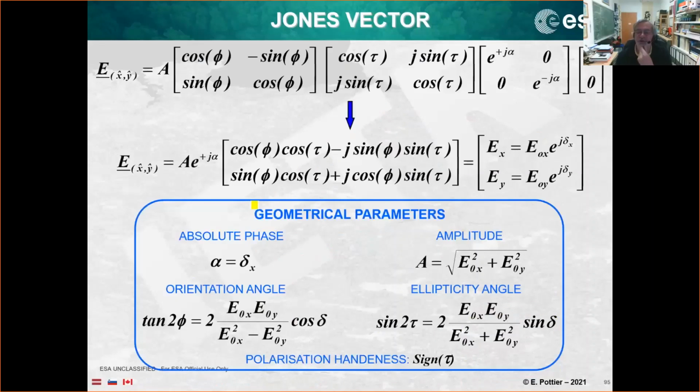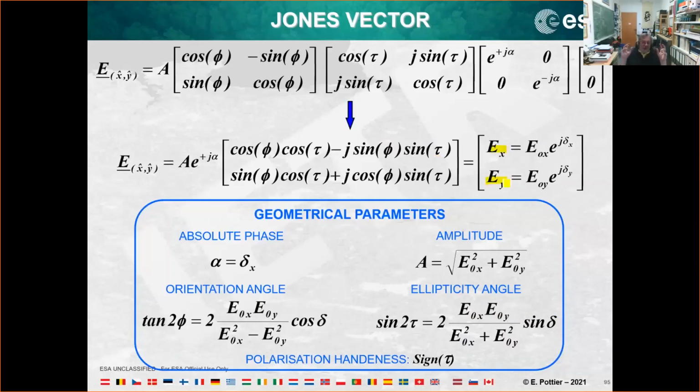Okay, so to summarize, this is the output of my two antennas. This is what I'm going to measure. This is the amplitude and phase of the output of my two antennas. So it is a complex number, amplitude and phase.